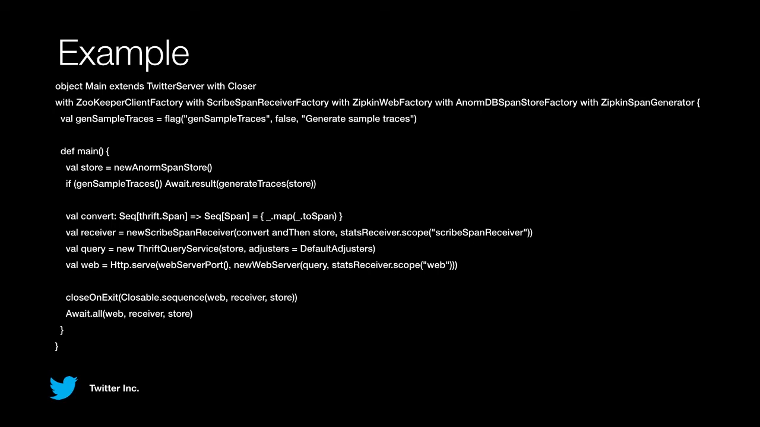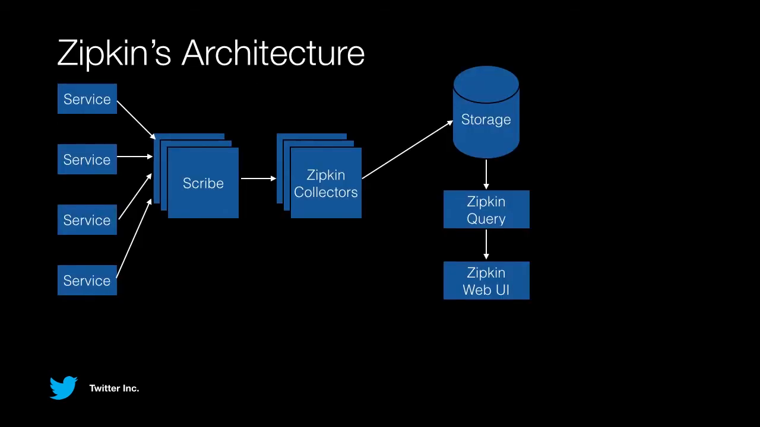So internally, Zipkin's architecture looks a little more like this. You have thousands of services. They're all sending their information into Scribe. There's a pool of Zipkin collectors that read from those queues and send it into some sort of storage backend. For us, it's Manhattan. You may have read about it. And then we have a pool of query servers, and then a pool of web UIs that hit the query servers, which hit the storage engine.